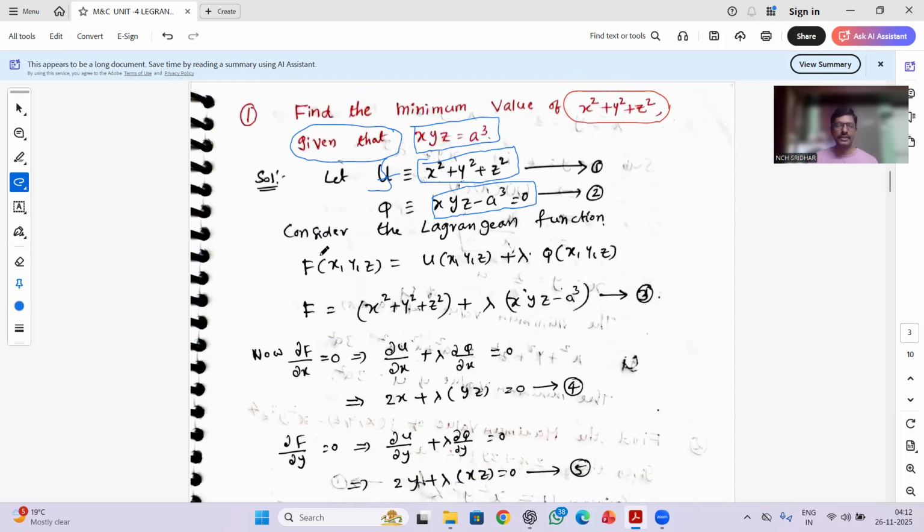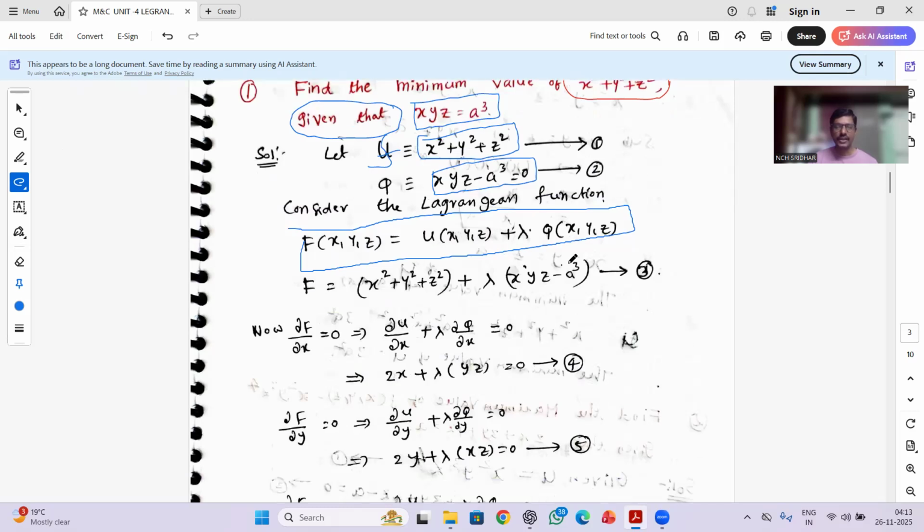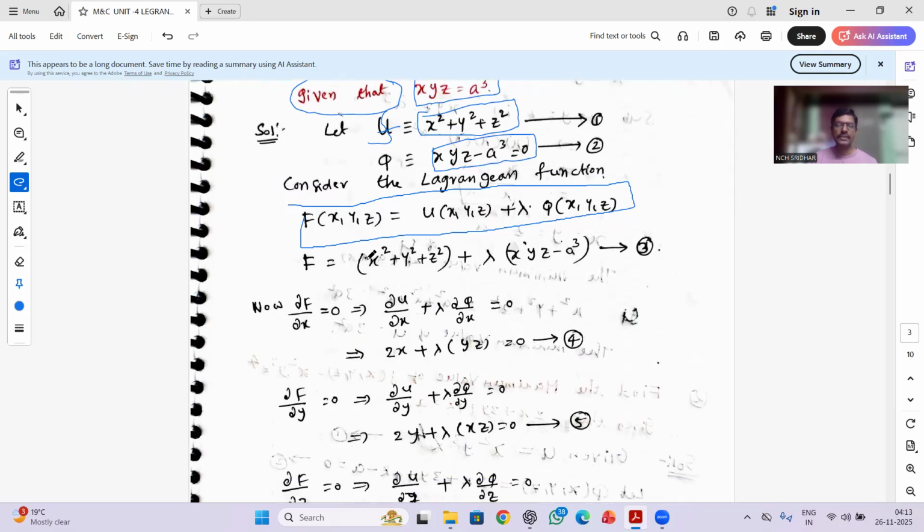Now we construct the Lagrangian function, capital F of x, y, z, equal to u of xyz plus lambda into pi of xyz. I considered it as u here, but you may consider it as small f also, no problem. So what is the given u of xyz? x square plus y square plus z square plus lambda into xyz minus a cube.